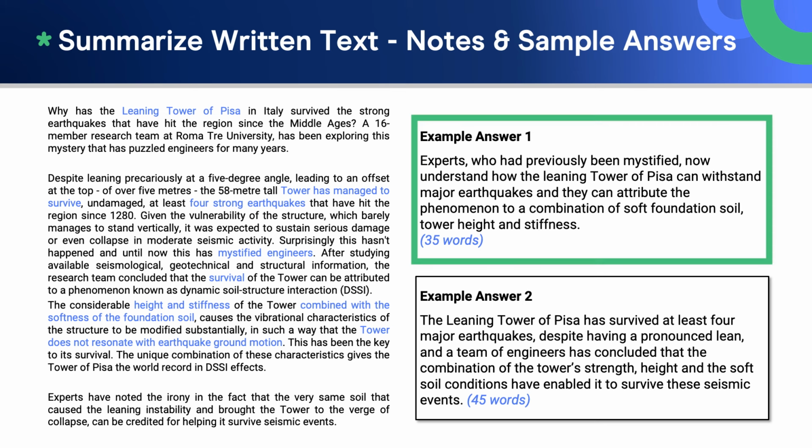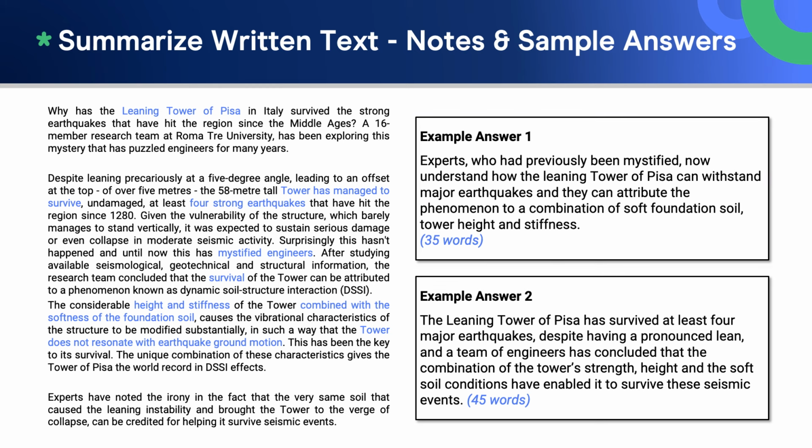Here's the first one. It says, experts who had previously been mystified now understood how the Leaning Tower of Pisa can withstand major earthquakes, and they can attribute the phenomenon to a combination of soft foundation soil, tower height, and stiffness. It's 35 words, which is a good length, and it captures the most important points of the text. It's also a well-written sentence in terms of grammar and vocab.